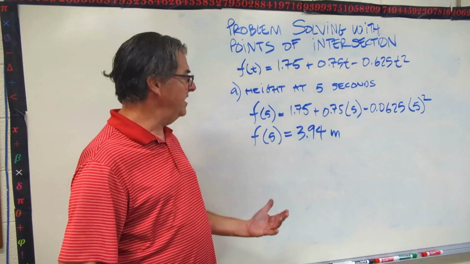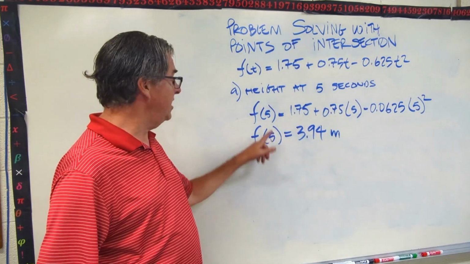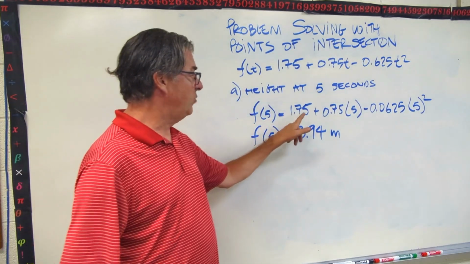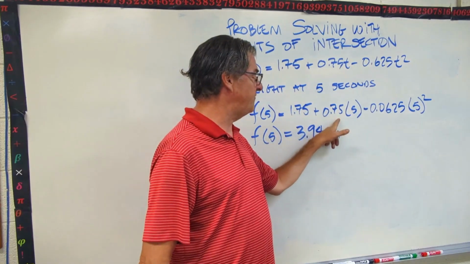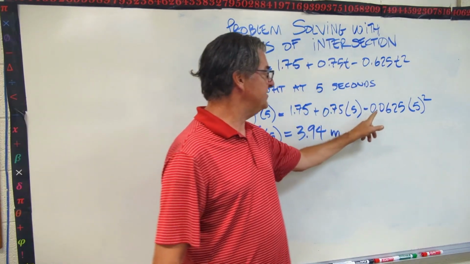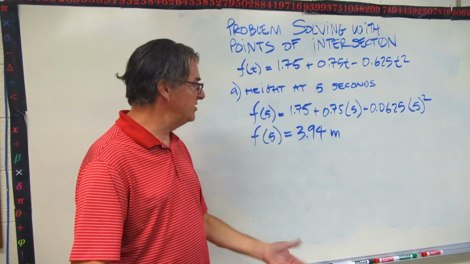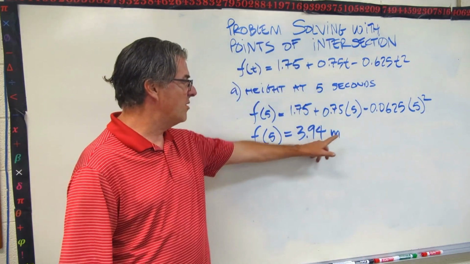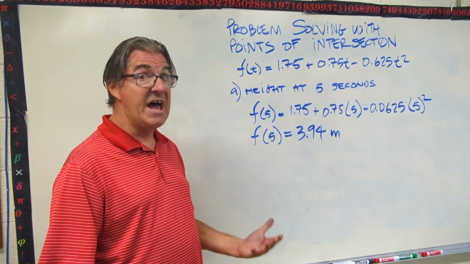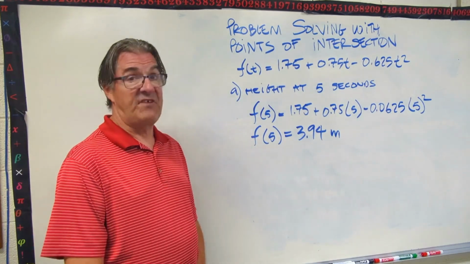All right, here's what I get. I went ahead and showed you the plug-in step. F of 5 is 1.75 plus 0.75 times 5 minus 0.0625 times 5 squared. When I do those numbers, this is what I get, 3.94 meters. So that's how high our ball is at 5 seconds.